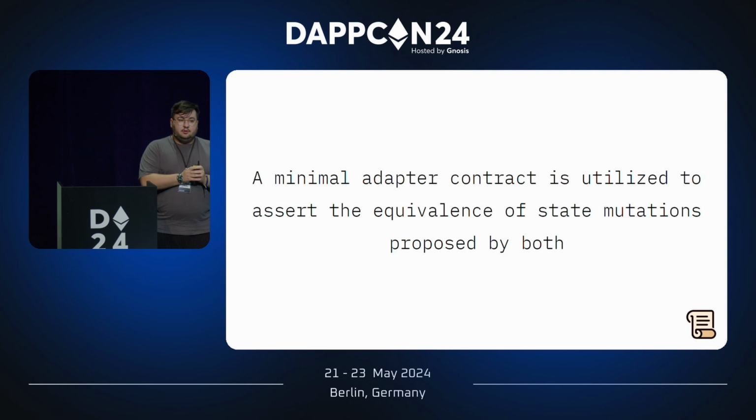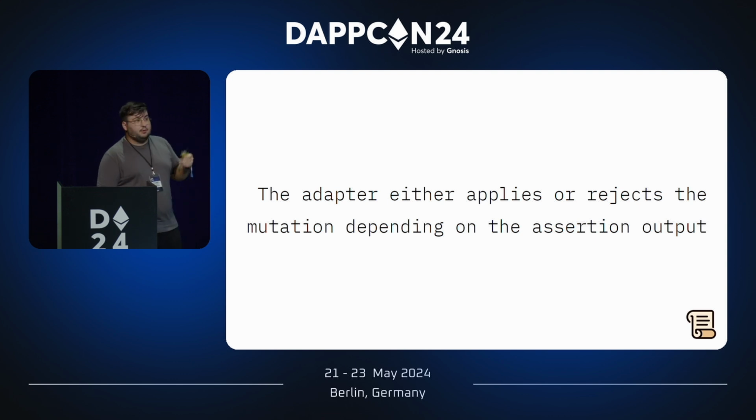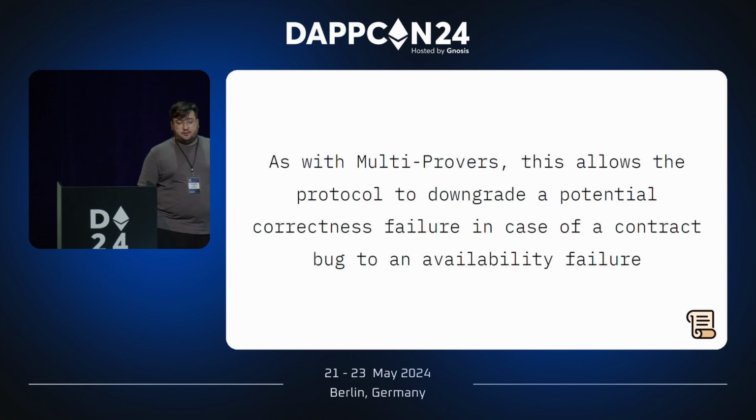So for example, if two of them are trying to ask for a different slot to be changed, or a different mutation to happen in storage within the same state transition, then it just rejects and it holds. And the same way it will work with a multi-prover. You downgrade a potential correctness failure that results in your funds being stolen to an availability failure that, again, can be resolved through the governance or a security council. It's up to you how you sort that out.